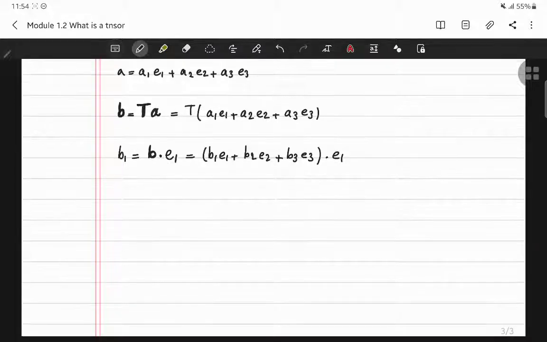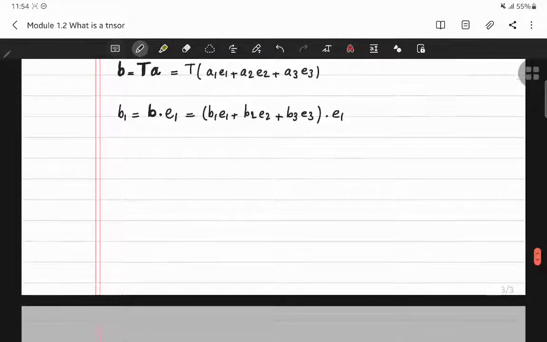Let's get rid of these. So if you write it in this form, the dot product is commutative, so we can write this as E1 dot B1 E1 plus B2 E2 plus B3 E3, of course.